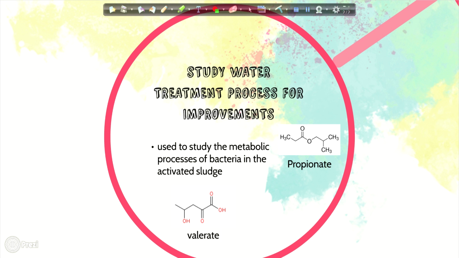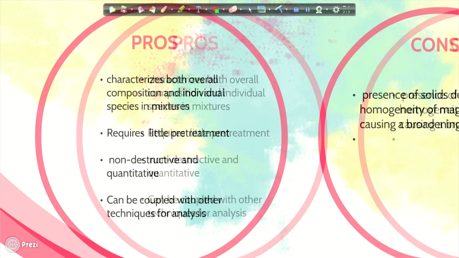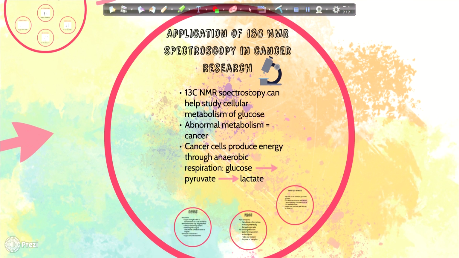Now I will share the advantages and disadvantages of using 13C NMR. The advantages are that it is versatile in characterizing both overall chemical composition as well as individual species in a wide range of mixtures. It also requires little pre-treatment, making it highly suitable for environmental studies. Also, it is rapid, non-destructive, and can be coupled with other techniques such as high-pressure liquid chromatography to improve detection limit. However, NMR experiments can require a long time to finish if not homogenized. The sample must be free of particles because the presence of solids deforms the homogeneity of the local magnetic field, causing a broadening of signals.